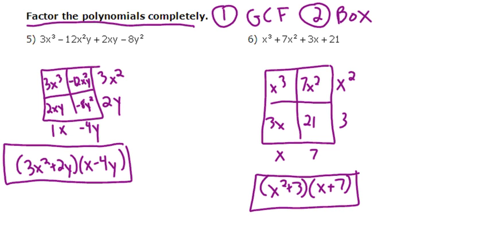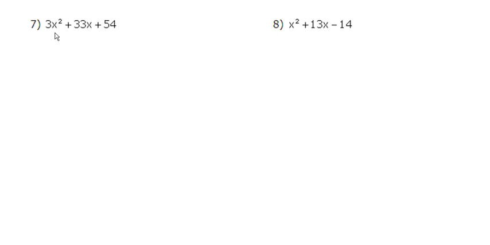So now, 7. This one doesn't have 4 terms, it has 3 terms, right? But its process is still the same. I look, this one does have a GCF. The entire thing is divisible by 3. So if I take out a 3, 3 divided by 3 is 1, so I have 1x squared. 33 divided by 3 is 11, so 11x. 54 divided by 3 is 18.